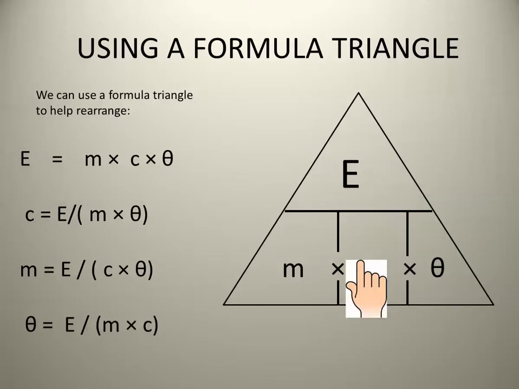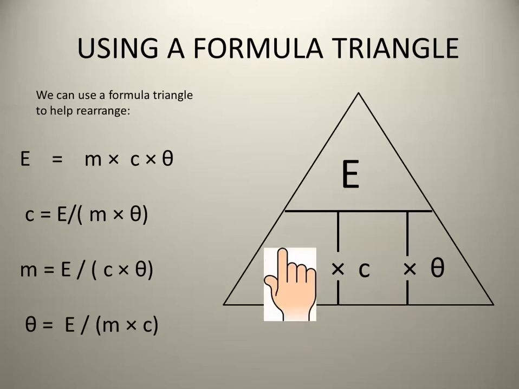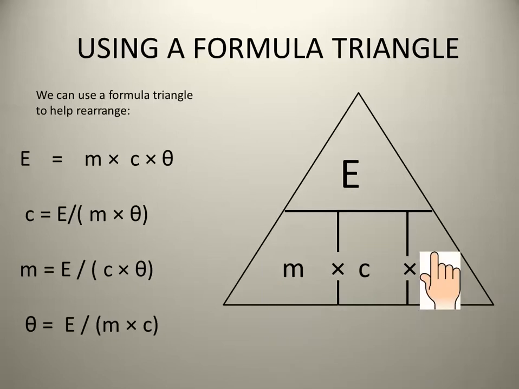Right, if we want to get c, we cover the c and we have E divided by m times theta. It's important to put them in brackets because the E is divided by both m and theta. It can be quite a common mistake not to put them in brackets, so make sure you put the m and theta in brackets. Right, if we want m, we cover the m and we get E divided by c times theta. Again, put them in brackets because we're dividing E by both of the numbers. And theta, the temperature difference, is E over m times c. So if you write the formula triangle down when you know it's a specific heat capacity question, then you can rearrange them easily enough.